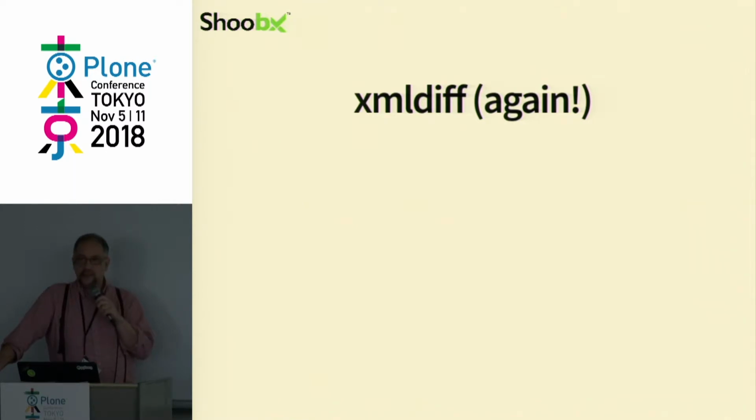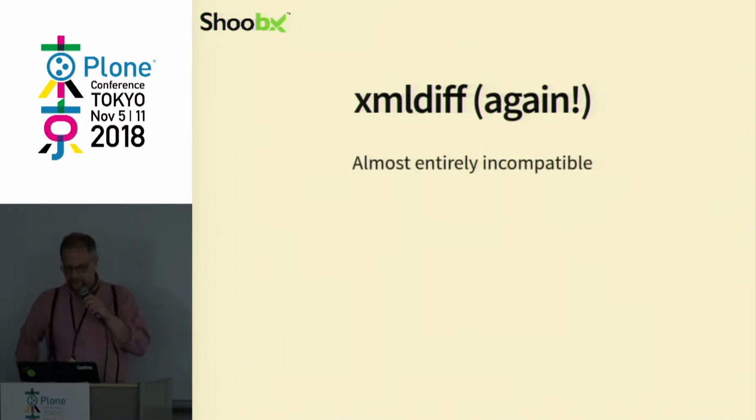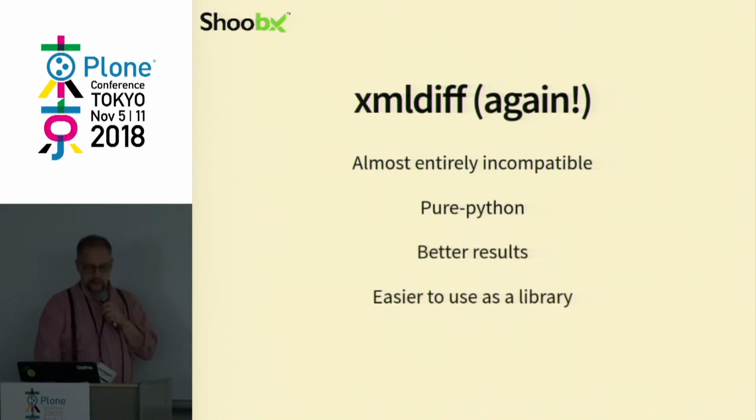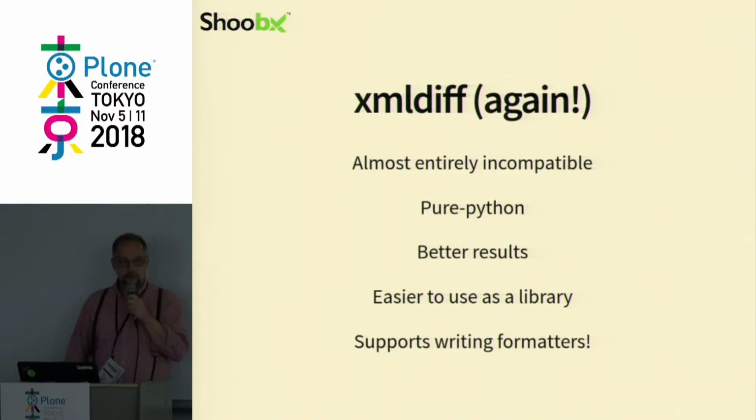So we have then released this as version 2. It's not like a separate package called XMLDiff 2. We quite brutally just deleted everything in the GitHub and stuck my stuff in there once it was reasonably finished. And we released that as version 2. Current version is 2.2 because obviously there was a lot of bugs and problems in the early versions. It's almost entirely incompatible. It's pure Python. We get better matchings. It's easier to use as a library. And it supports formatters, which I will explain later what that is.